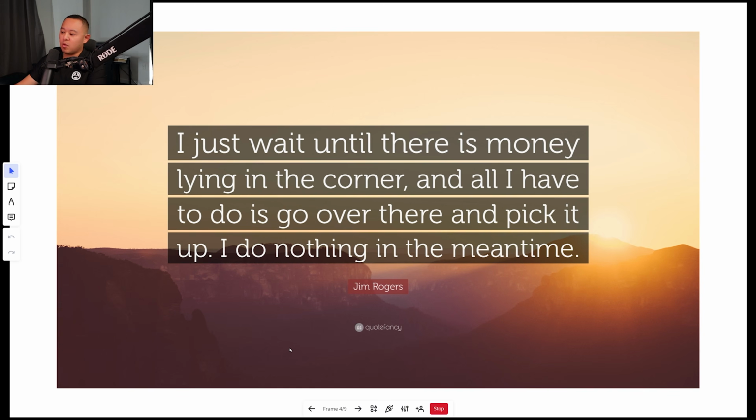And this is a famous quote by Jim Rogers. He's a legendary trader. If you guys don't know who he is, you can look him up. And essentially what he's saying is he just waits until there's money lying in the corner, and all he has to do is go over and pick it up. In the meantime, he's doing nothing. And this is one of my favorite quotes when it comes to trading, because that's essentially what you should be focused on. You should be focused on setups that make the most sense to you and are easy trades.